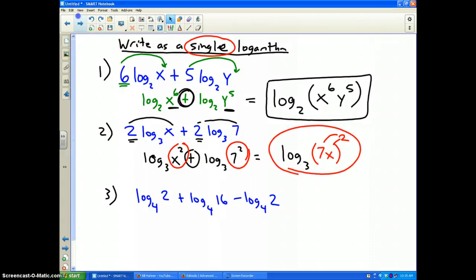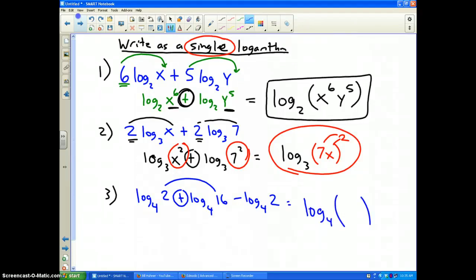Last one. Log base 4 of 2 plus log base 4 of 16 minus log base 4 of 2. Well, let's add to begin with. That means I got to take the two pieces and times them together. That means I would have log base 4, and 2 times 16 would be 32 on the top. And then it's a minus, which means divide by that 2 on the bottom.